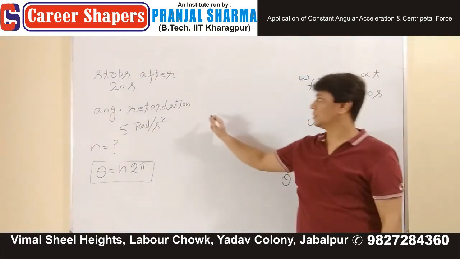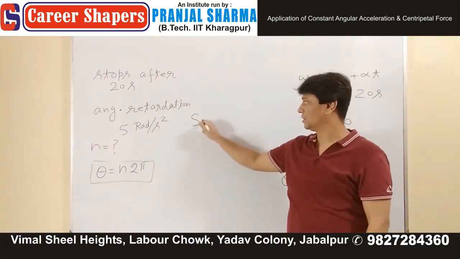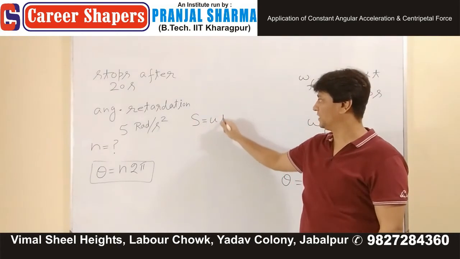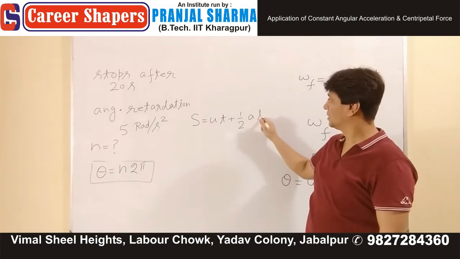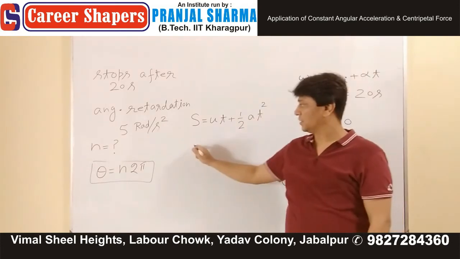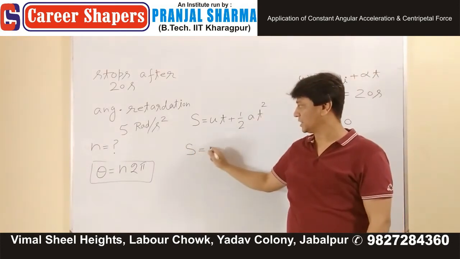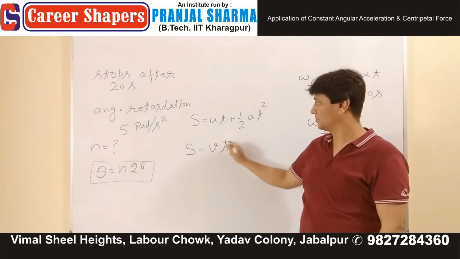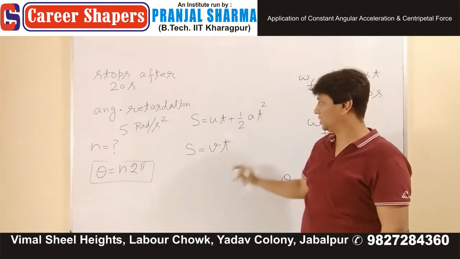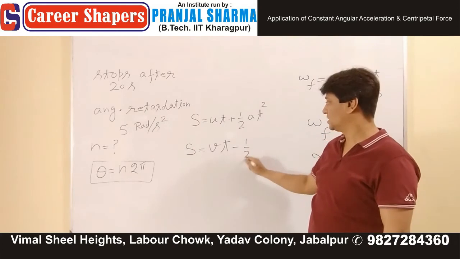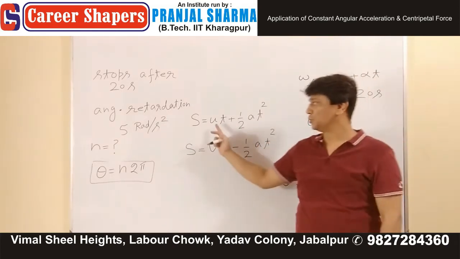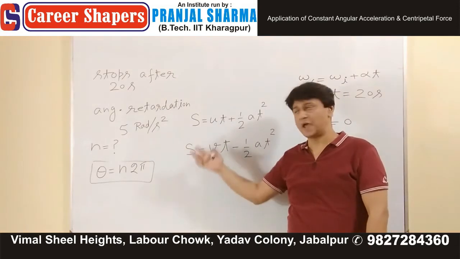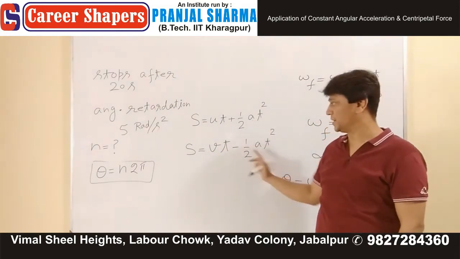If we are given initial velocity, then we use ut plus half at square. If we are given final velocity, then we use vt minus half at square. Replace u with v, which becomes final velocity, and replace a with minus a.